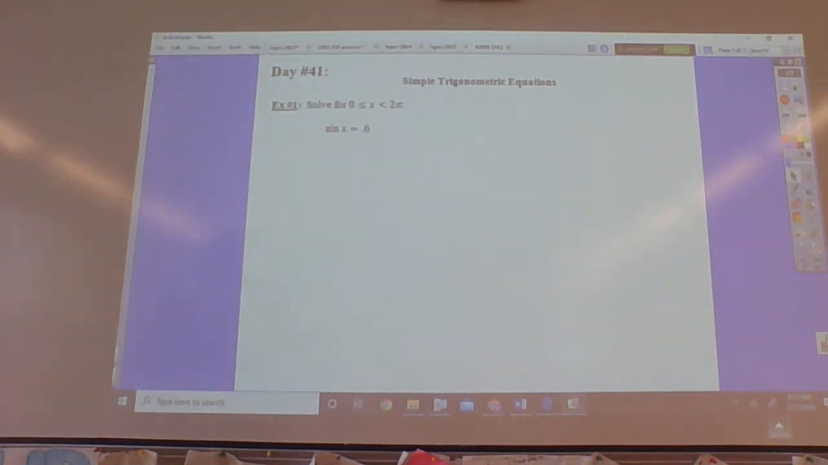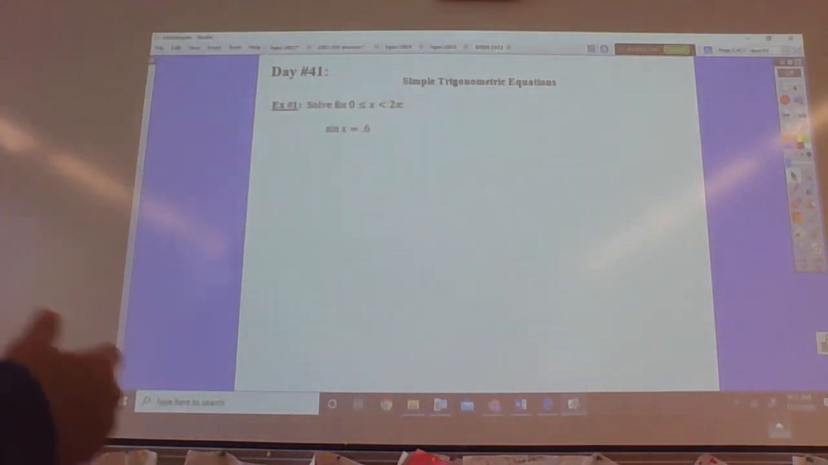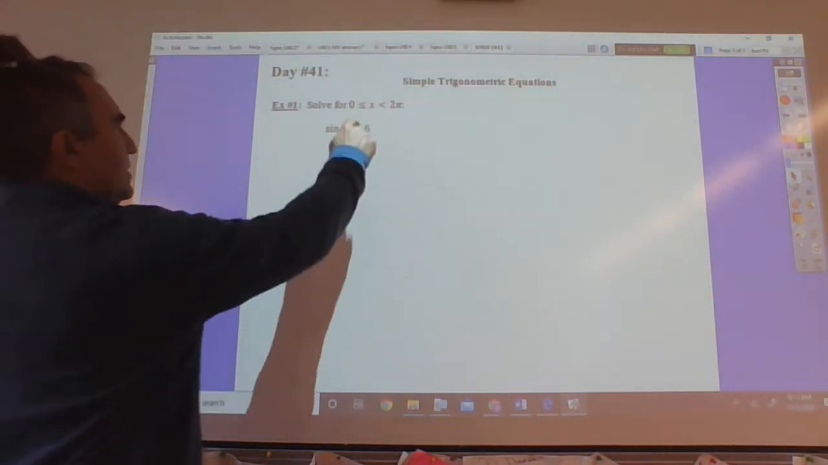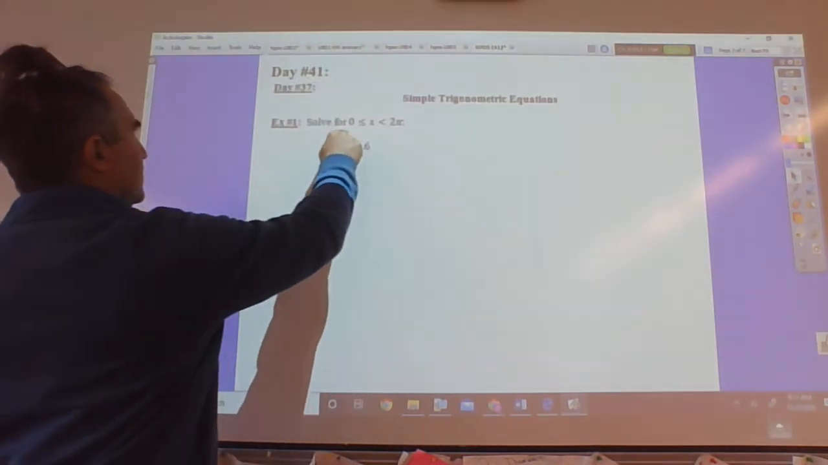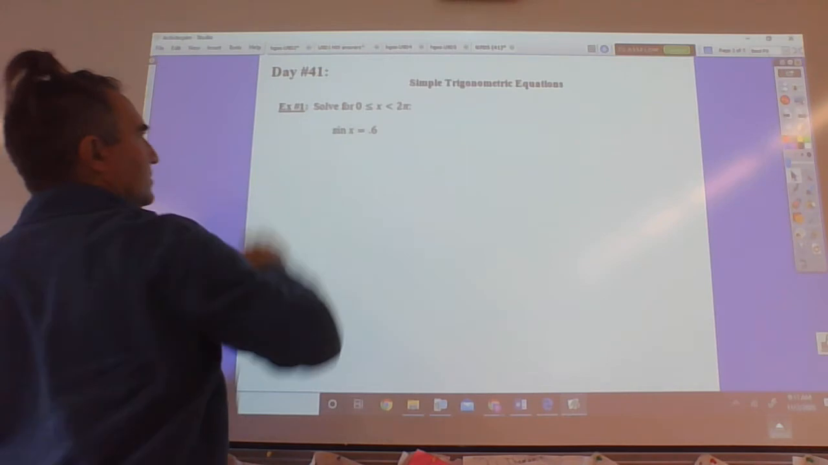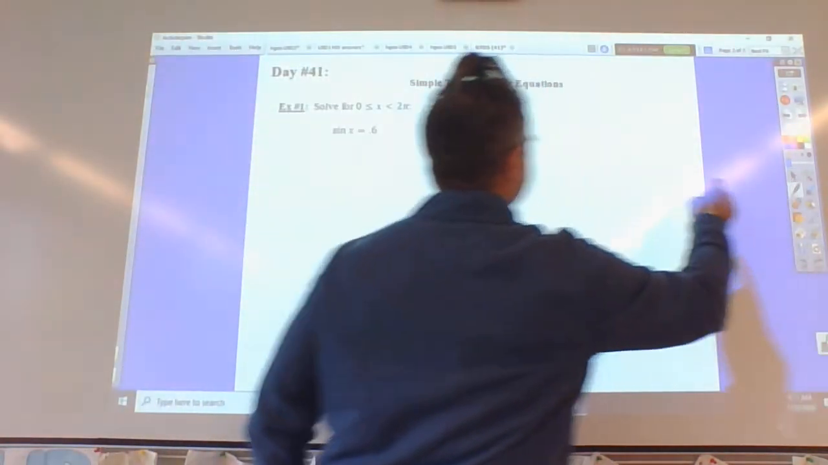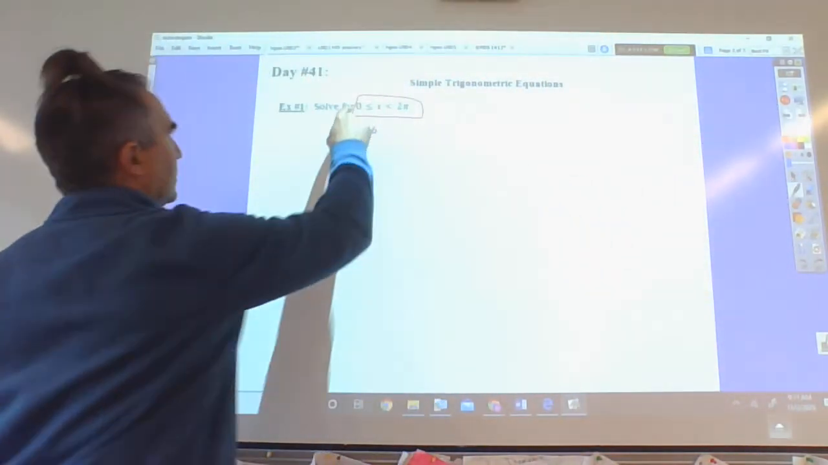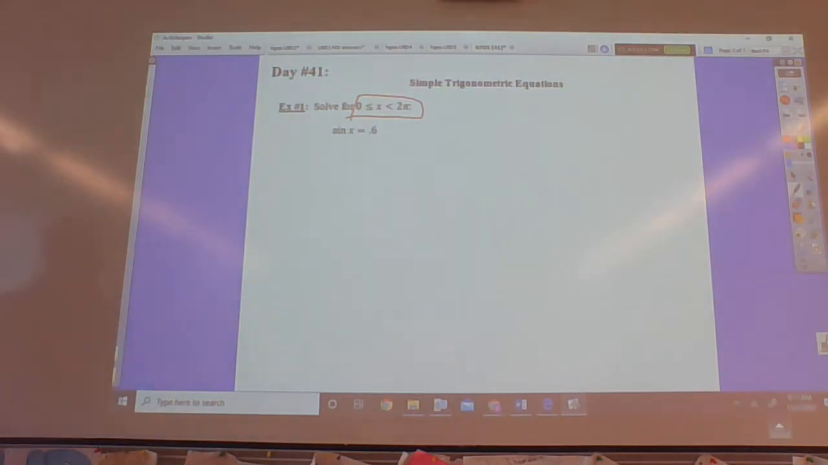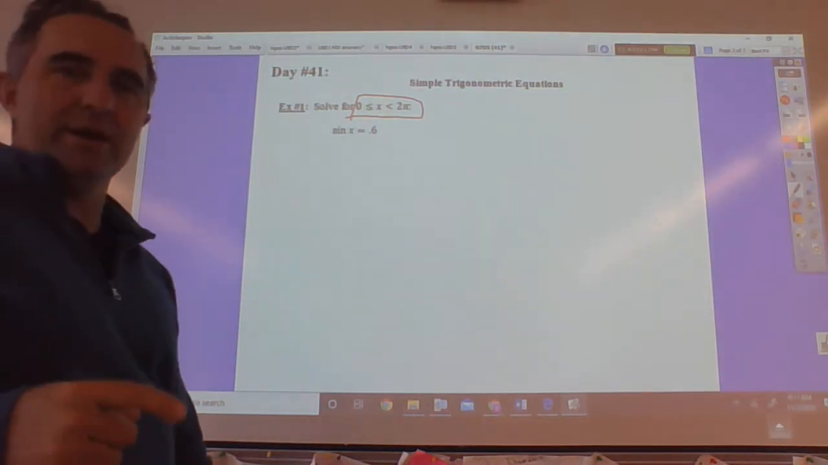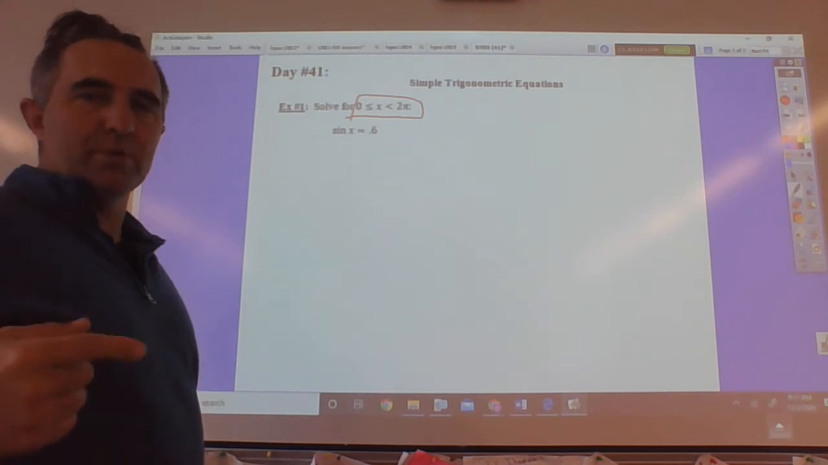Honors Pre-Calculus, Day 41, solving trig equations. So notice this little nugget right here: for x greater than or equal to 0 and less than 2 pi. So we're limiting you to one trip around the circle.